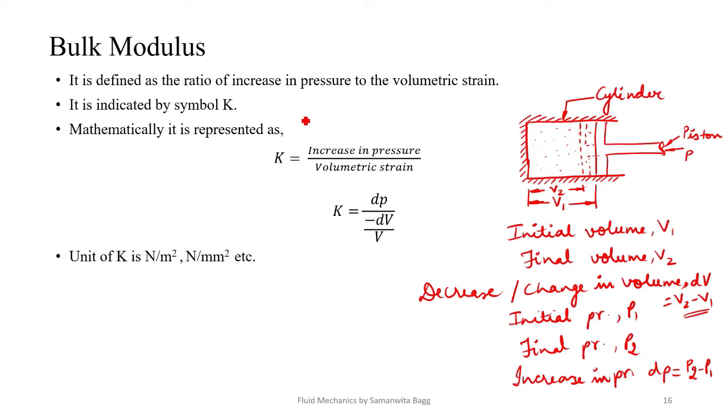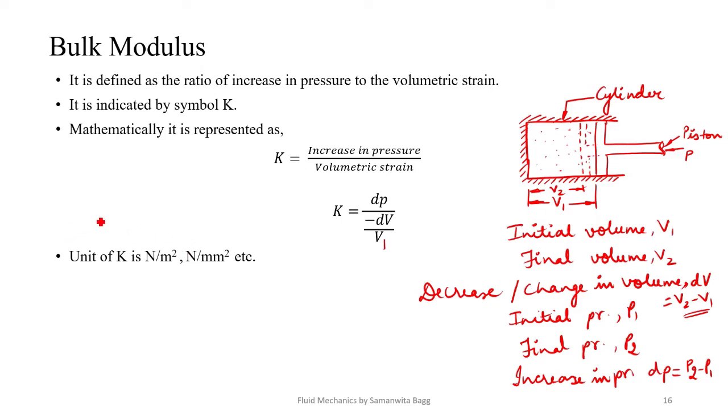So let's talk about the mathematical representation of bulk modulus. It is increase in pressure to the volumetric strain. So the increase in pressure is dP, that is final minus initial pressure. And volumetric strain is change in volume to the original volume. So this change in volume is dV and original volume, say I call this V1. Now the negative sign here indicates that the final volume is less than the initial one.